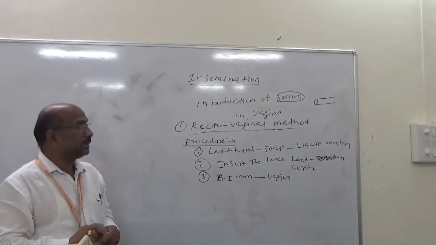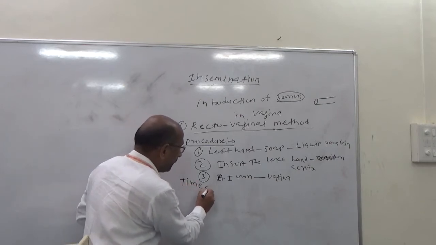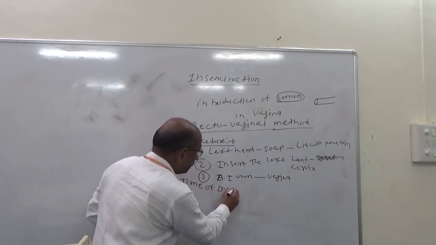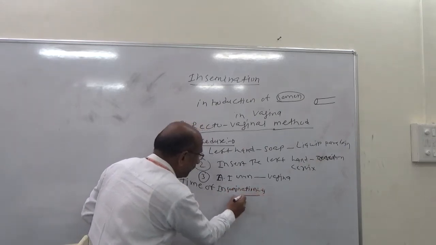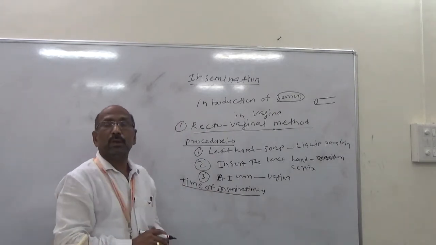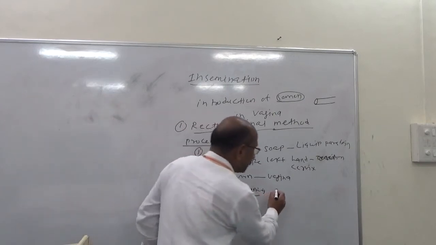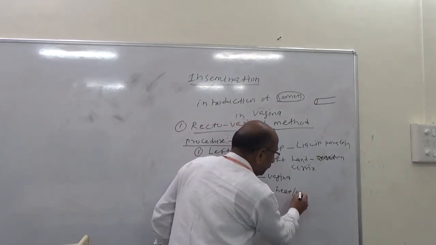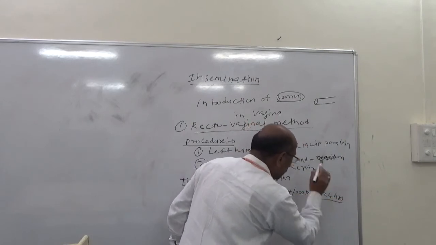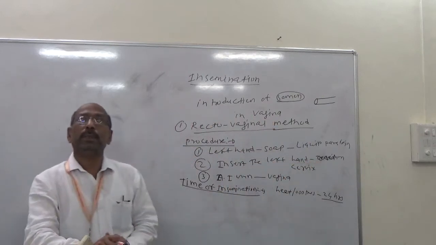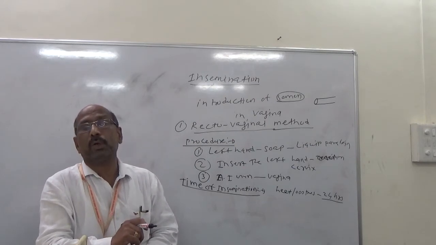For the insemination technique, the main factor is the time of insemination. It is the most important. Insemination should be done when the cows are coming into heat, or estrus. The heat or estrus period of cows and buffaloes is only 24 hours.